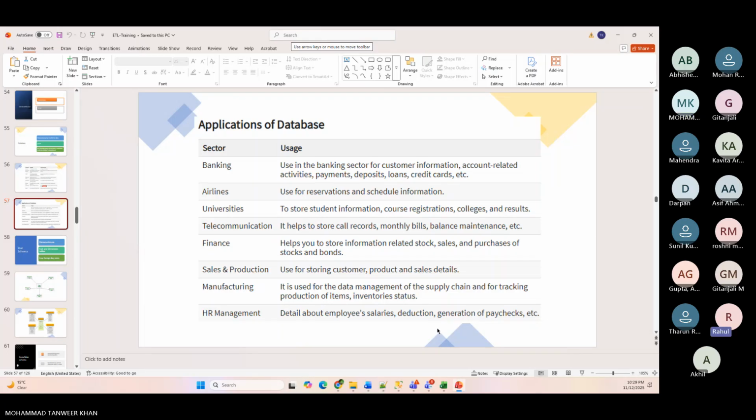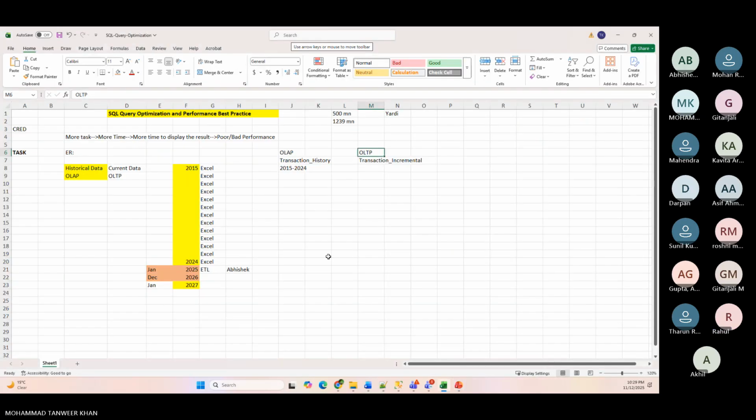I have one question. When we do the data cleaning, do we do the data cleaning separately for OLTP and OLAP, or is it merged?